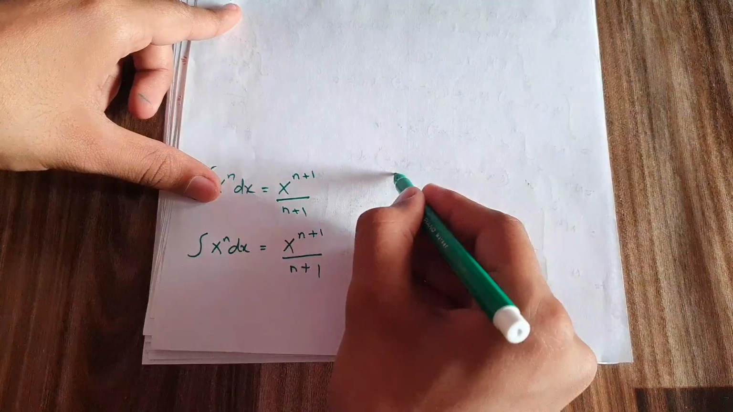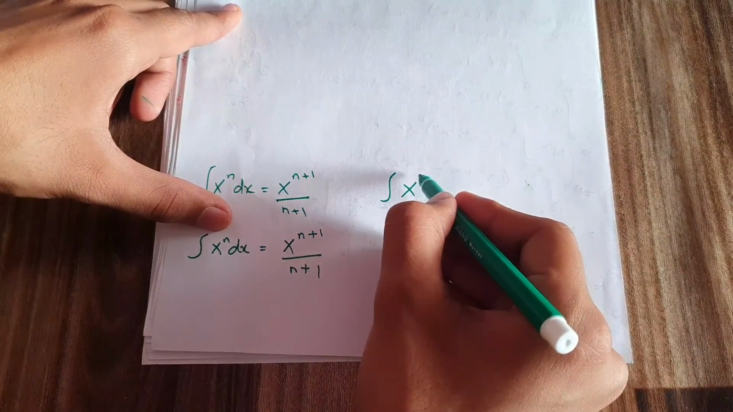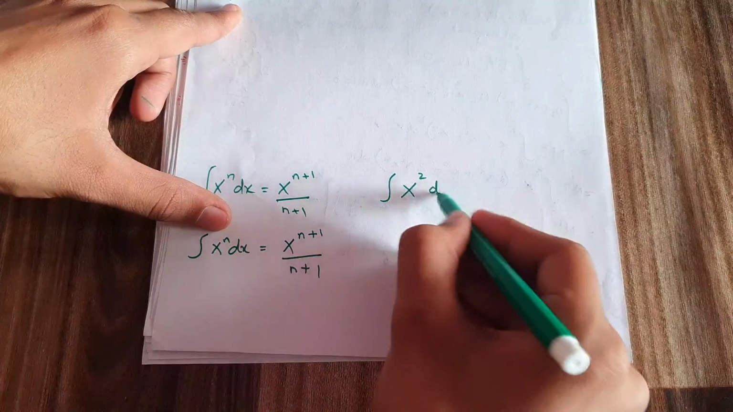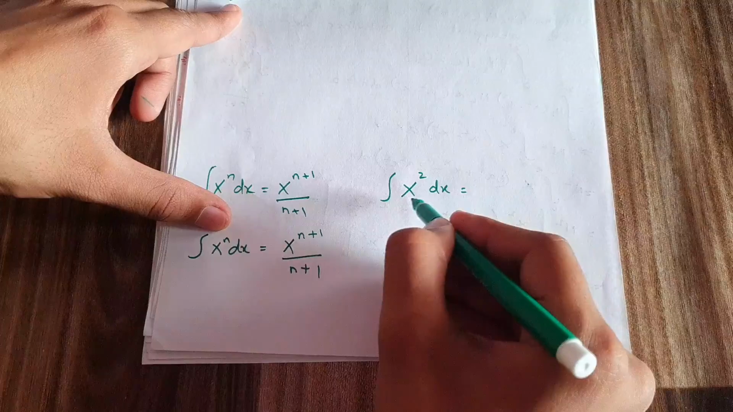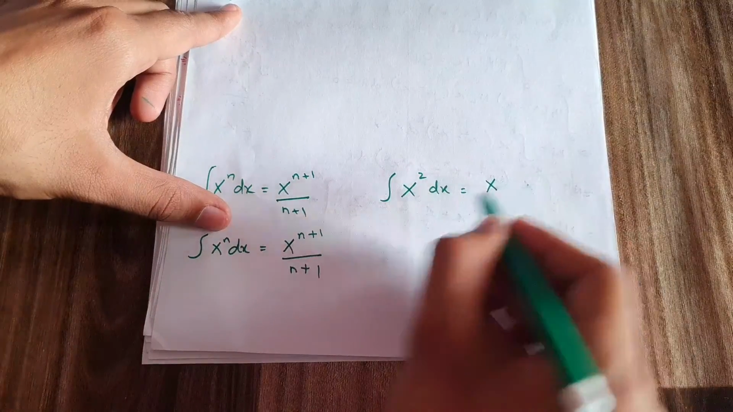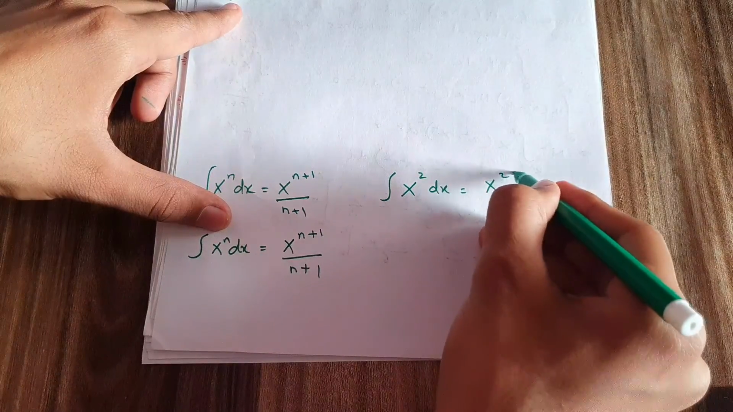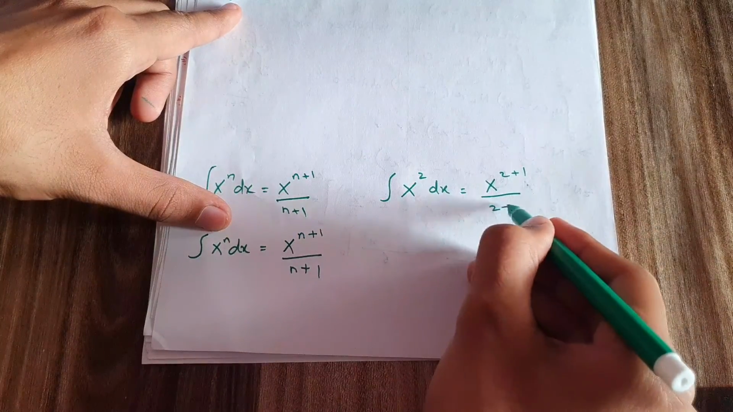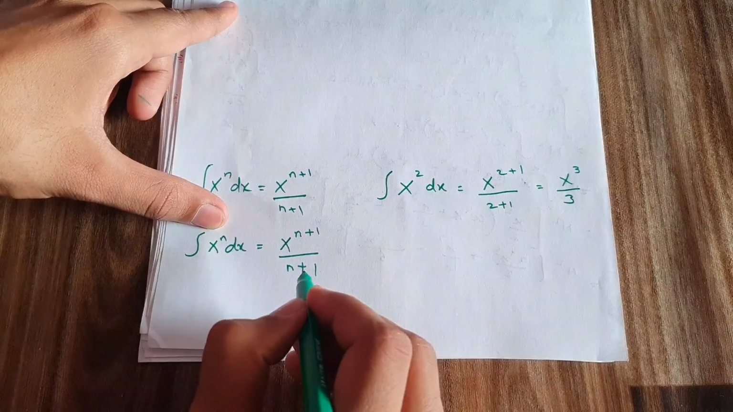So if in place of x raised to power n, I have x raised to power 2 dx, what will be the integration of this? Since I had n plus 1, this will become 2 plus 1, and I will divide it by 2 plus 1, and this will become equal to x cubed divided by 3.